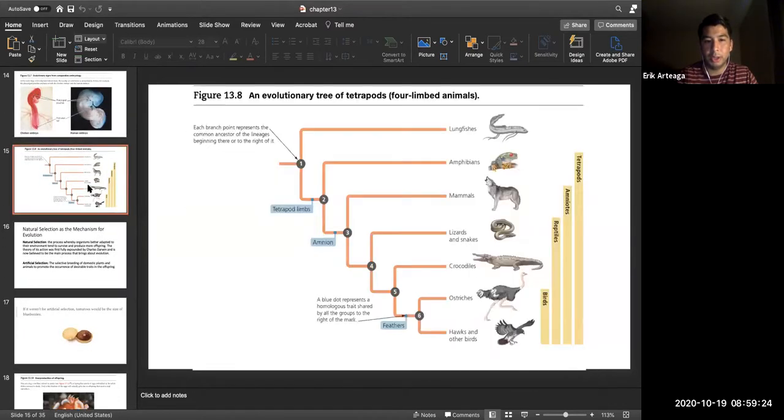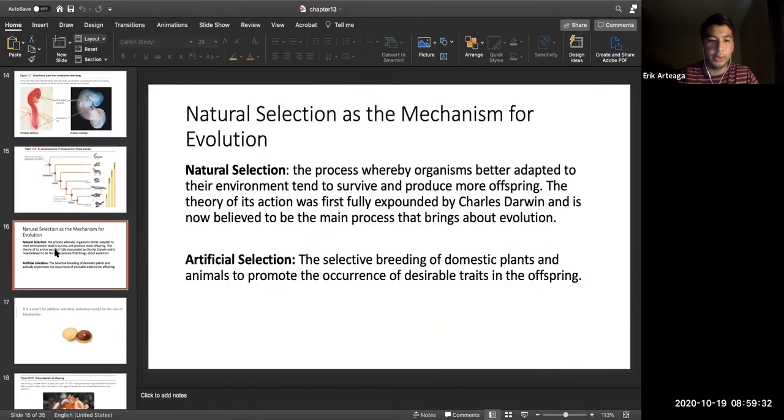All right, we talked about a phylogenetic tree. More similar, related organisms are going to be closer together on the phylogenetic tree. So natural selection and artificial selection. Natural selection is the process whereby organisms better adapted to the environment survive and pass on their genetic information. We also talked about artificial selection, the selective breeding of domestic plants and animals to promote the occurrence of desirable traits in the offspring.